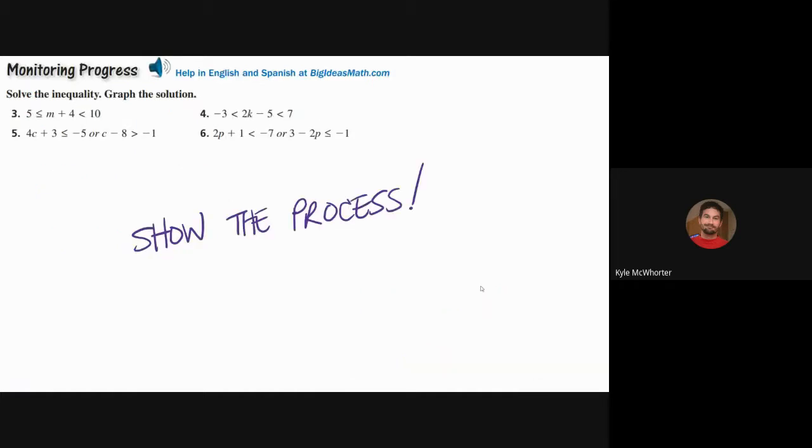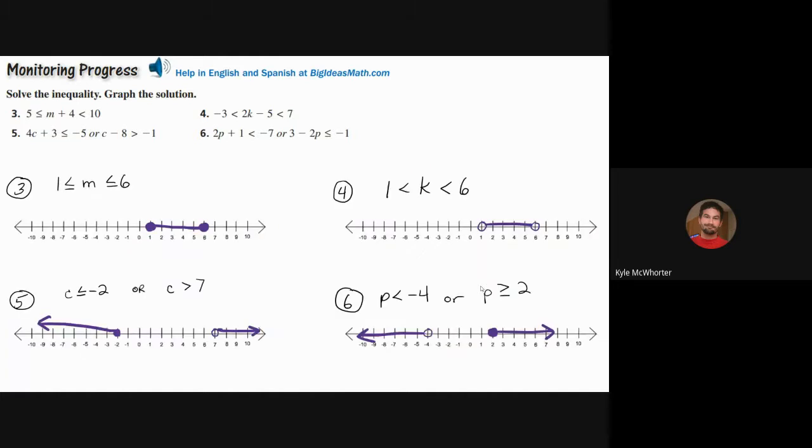All right, here are some more for you to practice. There's the answers. If you have any questions on those, you can ask in class.